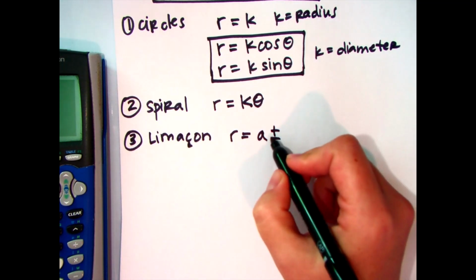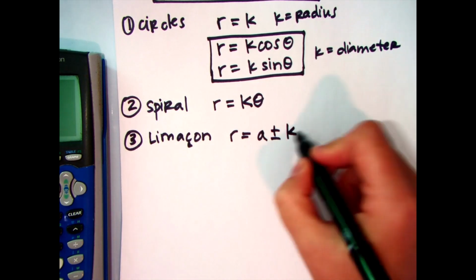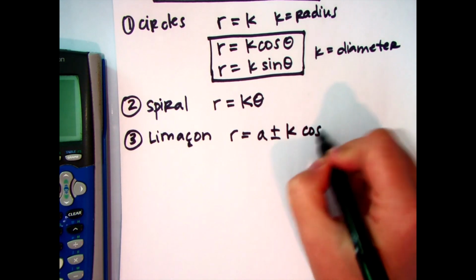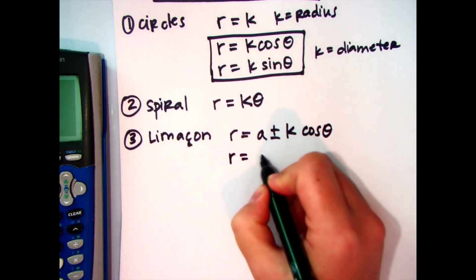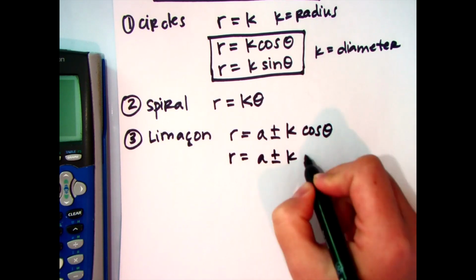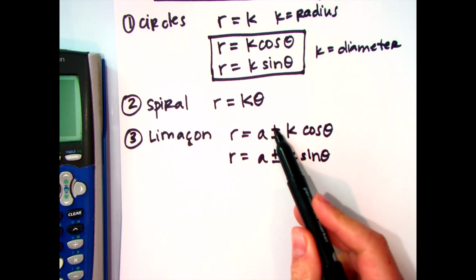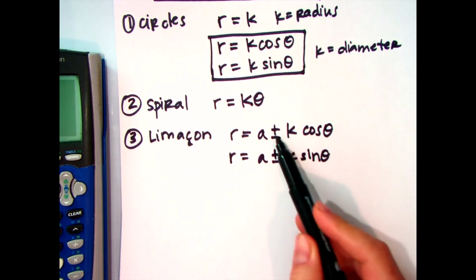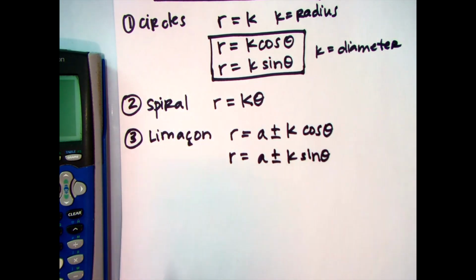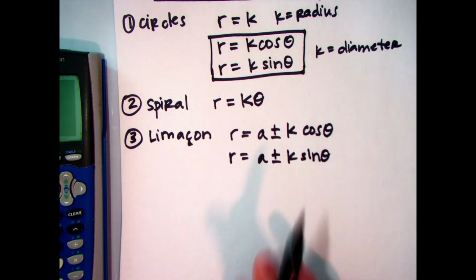So it's a plus or minus, we still have k, and then we can say the cosine of theta, or a plus or minus k sine of theta. So obviously I'm just grouping these together. It's either going to be plus k cosine or minus k cosine or whatever down here. So it's never both. It's one or the other.